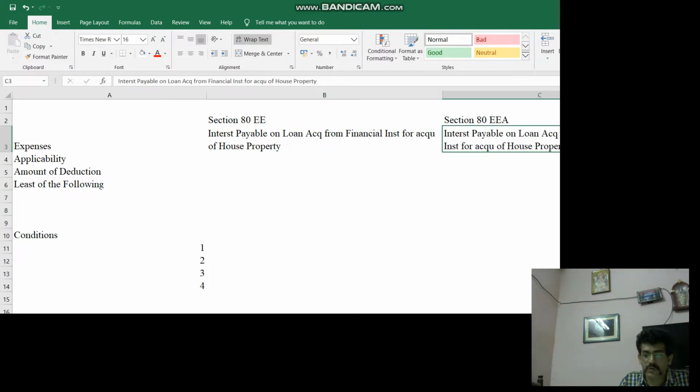Same thing is the case for 80EEA. 80EEA also says the same thing. You have taken a loan from a financial institution. The purpose of the loan is what? Acquisition of a house property. Then you can take that as a deduction if few conditions are satisfied.